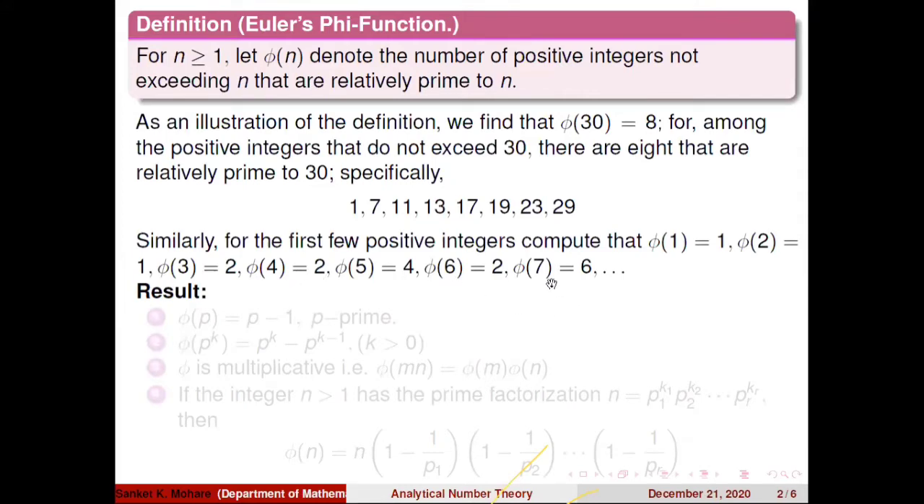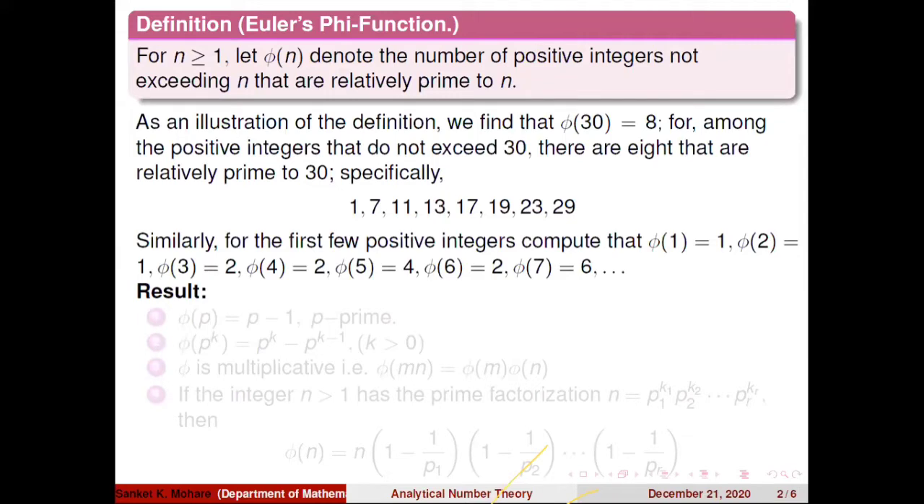Similarly, the value of phi of 7 is equal to 6. So this is the Euler's phi function. Remember, what is the work of Euler's phi function? Euler's phi function gives you those integers which are co-prime to n and less than n.